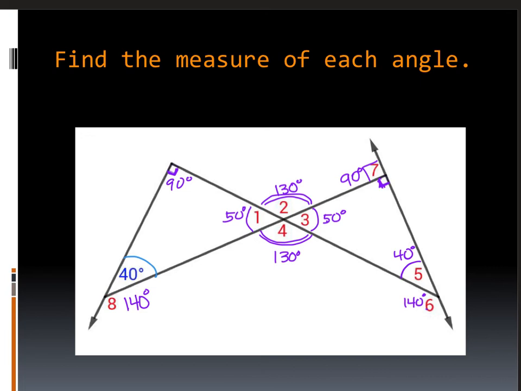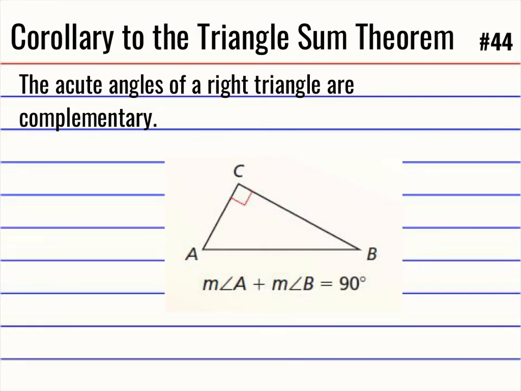So let's keep going. Not really sure. Oh, there it is. Okay, so the corollary to the triangle sum theorem says that the acute angles of a right triangle are complementary. So if angle C is 90 degrees, then the measure of angle A plus the measure of B has to be 90 degrees. And that's so that we can end up having a triangle that is 180 degrees.